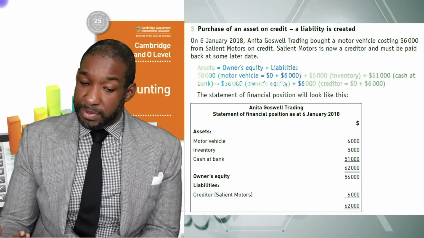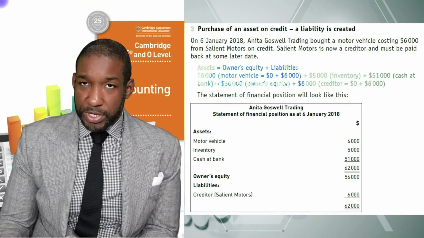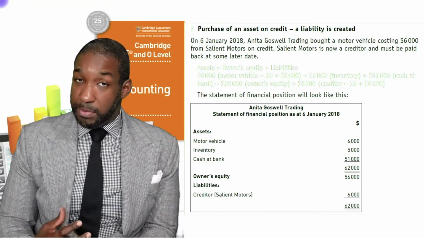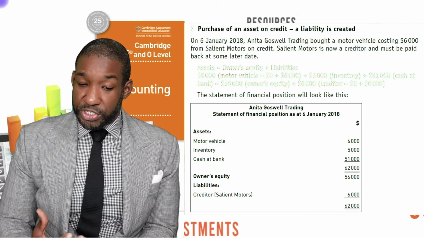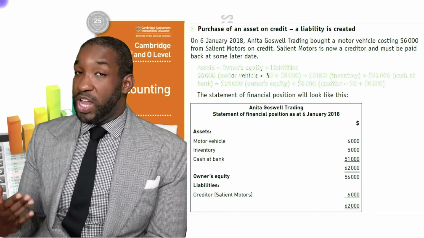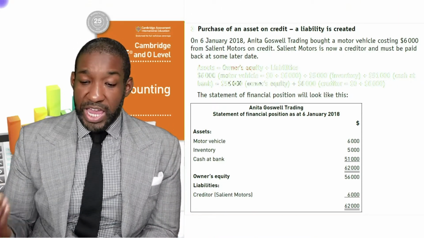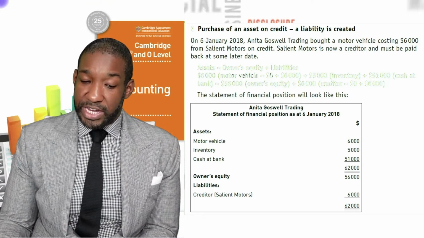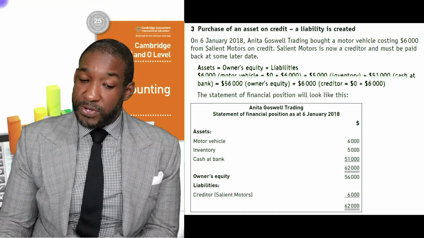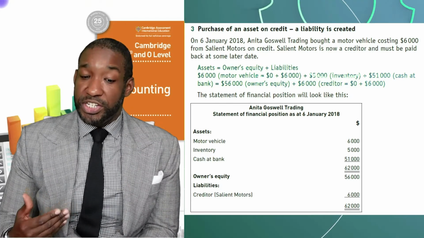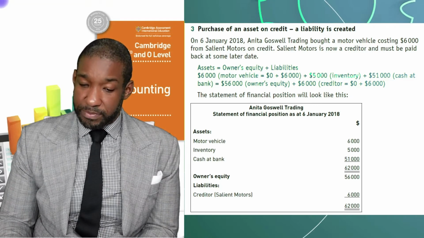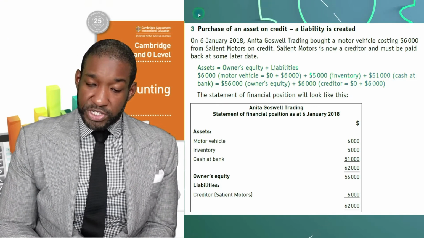Assets equals owner's equity plus liabilities. So the assets are $6,000 in the motor vehicle, which started off as $0 and is now increased to $6,000. We still have our $5,000 in inventory, and we still have $51,000 cash at the bank. That is equal to the same $56,000 in owner's equity, but now there's an additional $6,000 owed to the creditor in liabilities. So the statement of financial position will look like this.